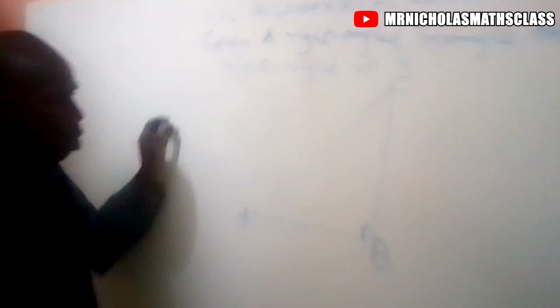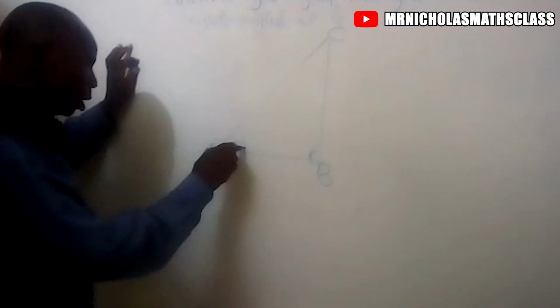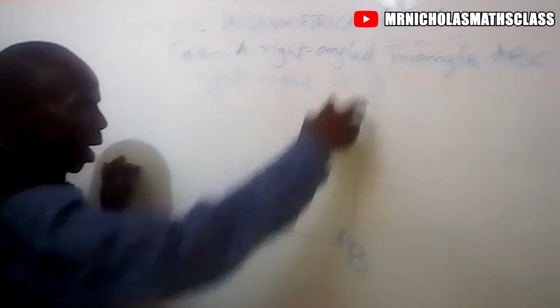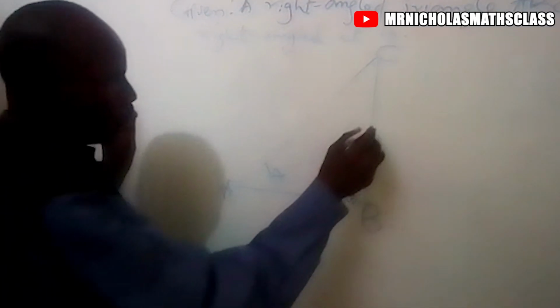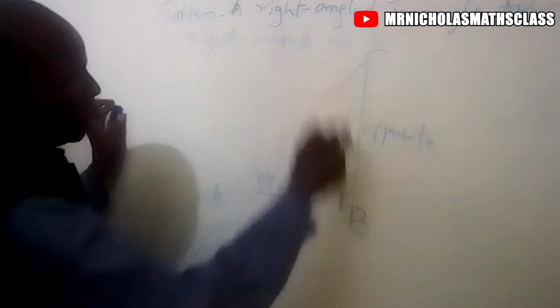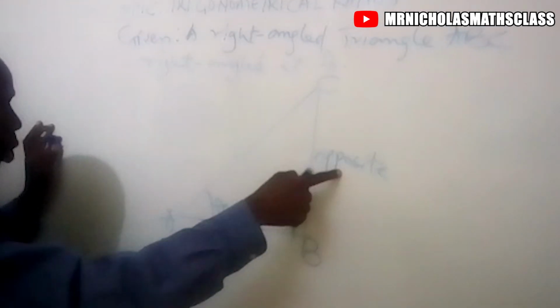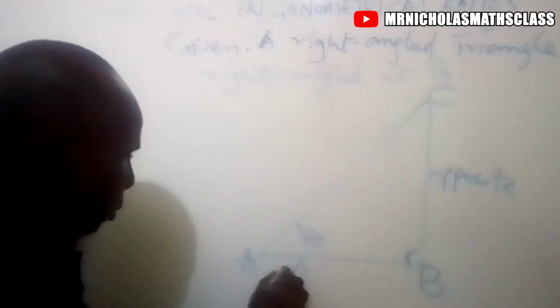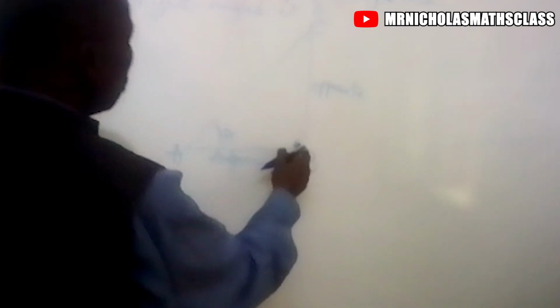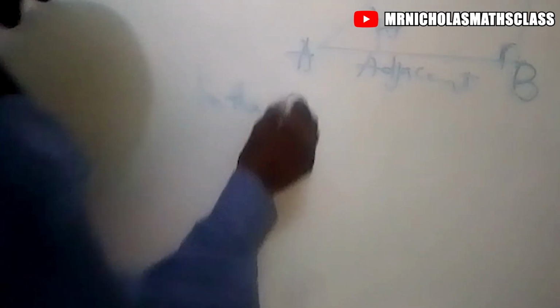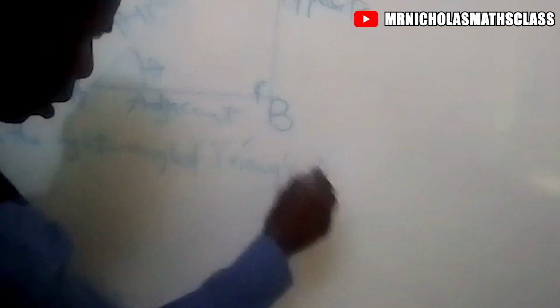That is 90 degrees. Now, we want to look at angle theta here. We are calling this angle theta. Angle theta is facing line BC. So we are going to call this one opposite. BC is opposite because we are looking at this angle. If BC is opposite, we shall call AB adjacent. The side AC facing the right angle is called hypotenuse. Now we want to look at the three common ratios in the right angle triangle ABC above.